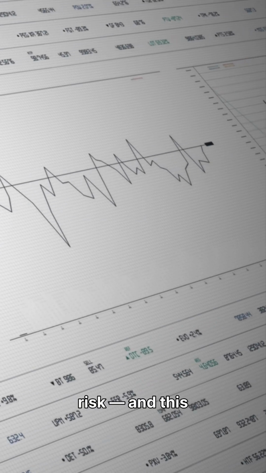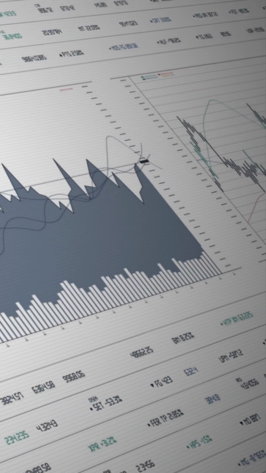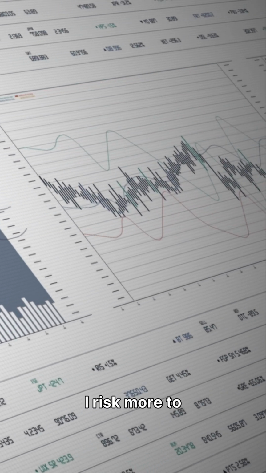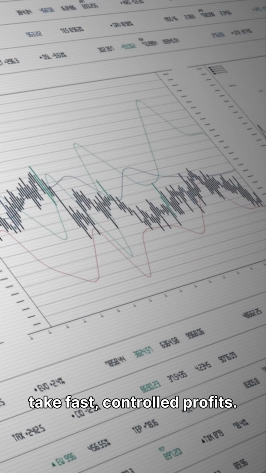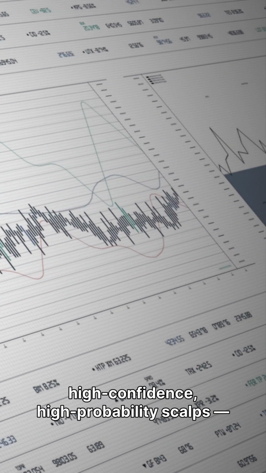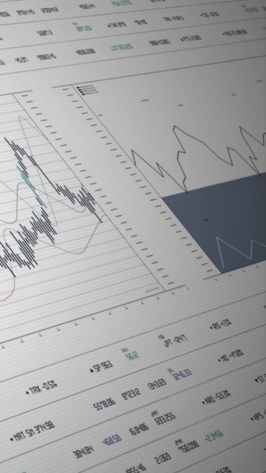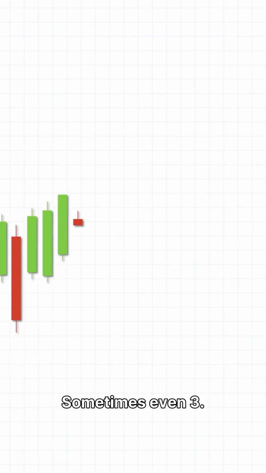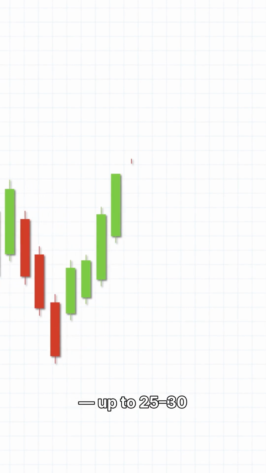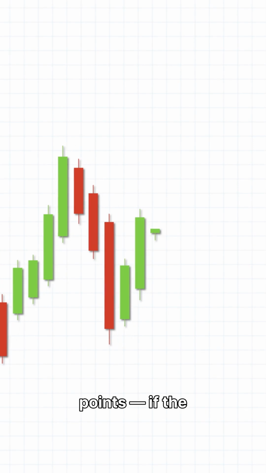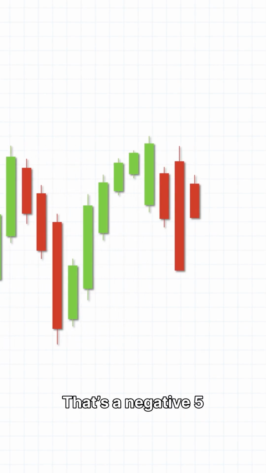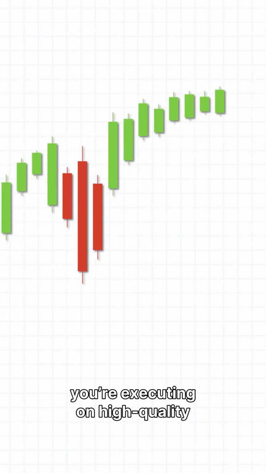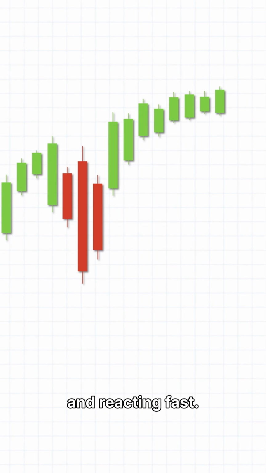Now let's talk about risk, and this is where I differ from the standard playbook. Most traders talk about risking 1 to make 3. Me? I flip it. I risk more to take fast, controlled profits. My edge is in high confidence, high probability scalps, not big home runs. On every setup, I'm typically targeting 5 to 10 points, sometimes even 3, but I'm willing to risk more than that, up to 25 to 30 points, if the entry setup is clean. That's a -5 to 1 risk to reward, and it works if and only if you're executing on high-quality zones with tight confirmation and reacting fast.